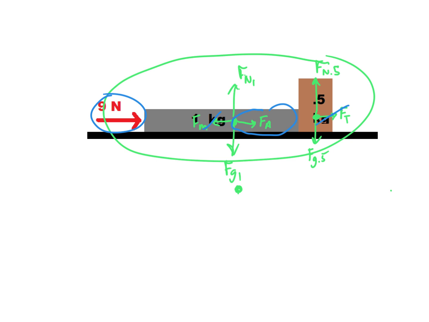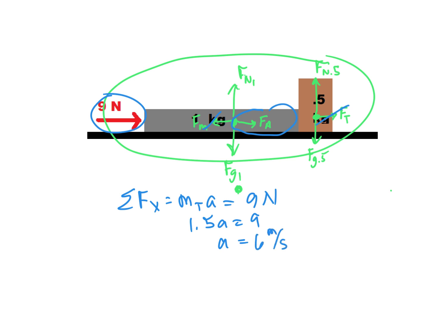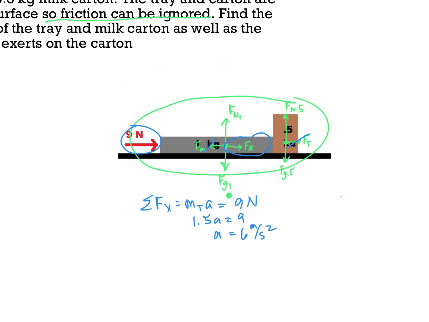All right, so if we do the sum of forces in the x direction for the entire system, we get the mass of the system times the acceleration equals the only thing that's there, which is that 9 newtons. So the total mass, 1.5, times the acceleration equals 9. So the acceleration is equal to 6 meters per second squared. That's the easiest way to do these for acceleration, to treat it like a system if you can.